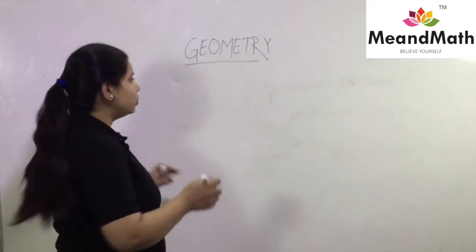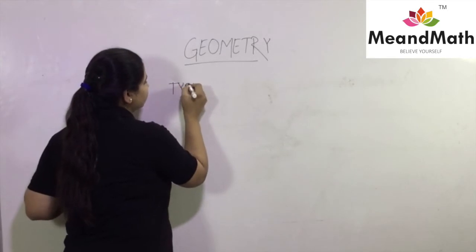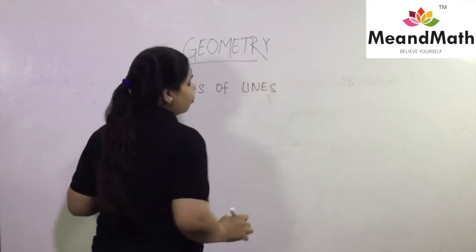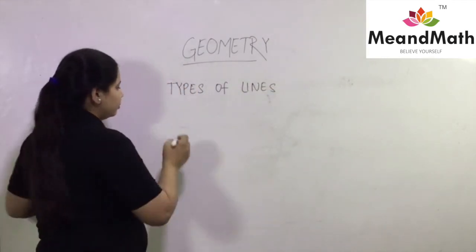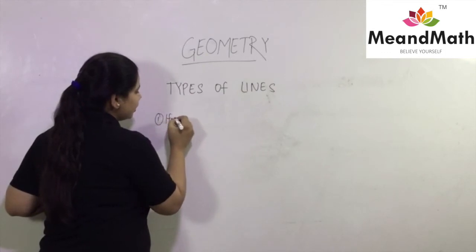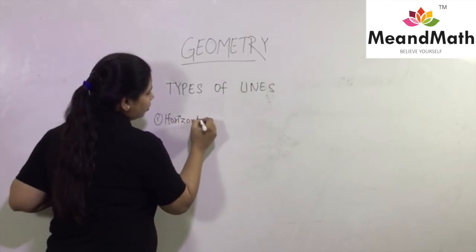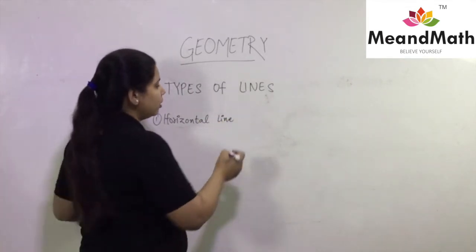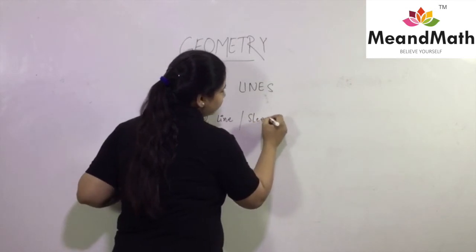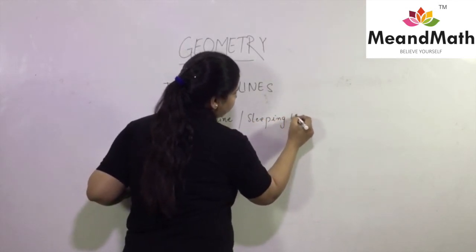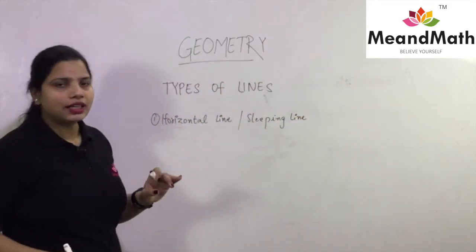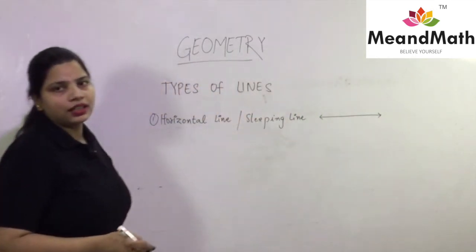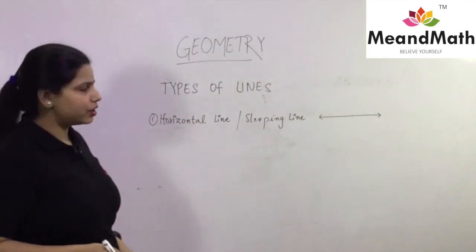Now we'll study about types of lines. We have many types of lines, such as horizontal line. Horizontal line is also called as sleeping line. That means this type of line is like this, sleeping. It is in the sleeping position.